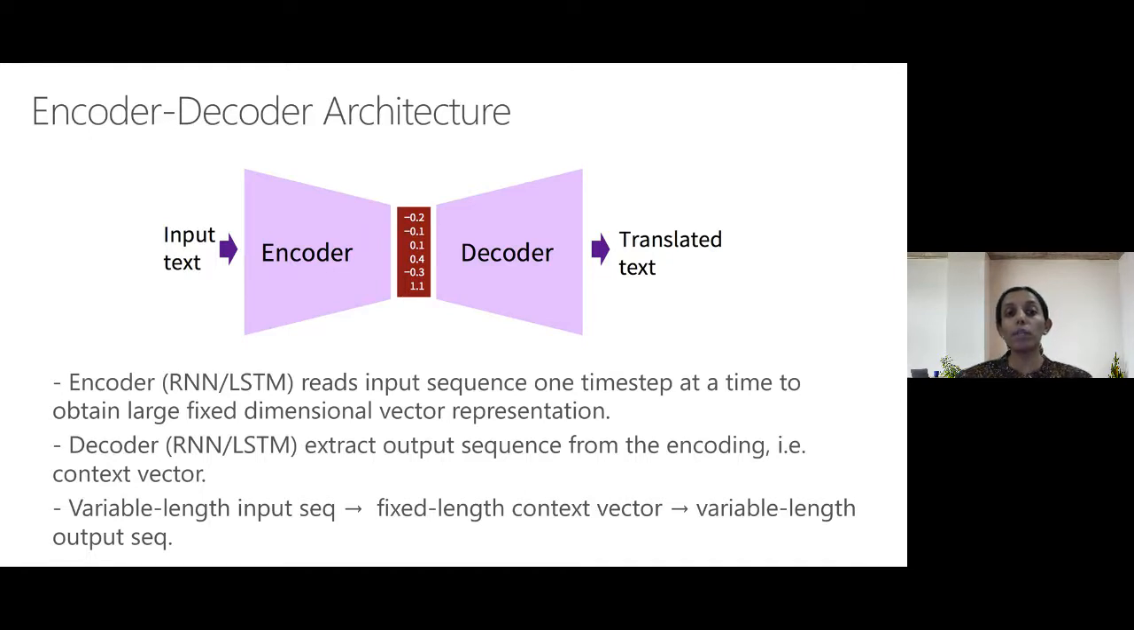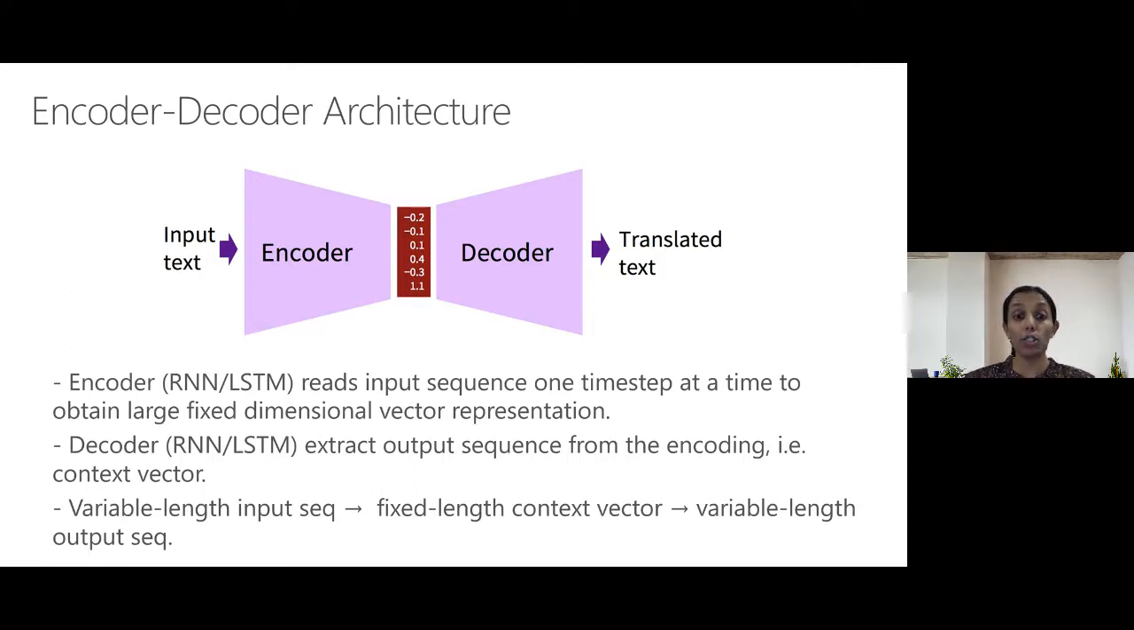You have the input text that gets into an encoder, and then you create this red block, which is the fixed dimensional vector representation, and then you decode it and you have your translated text. Essentially, you want to think of the encoder. It could be an RNN or LSTM that reads an input sequence one time step at a time to obtain a large fixed dimensional vector representation, as what you see in that red block.